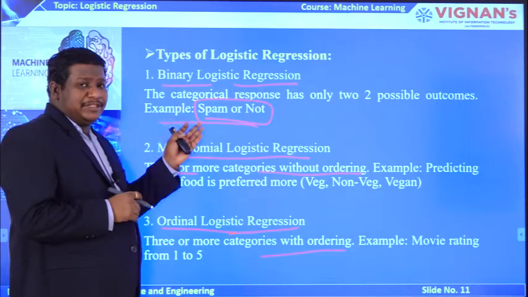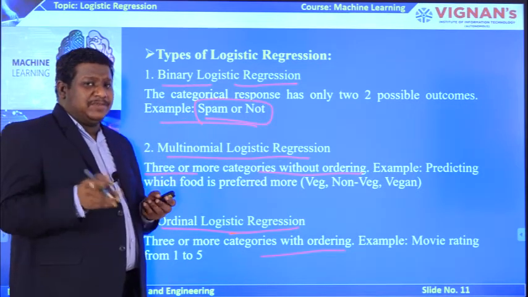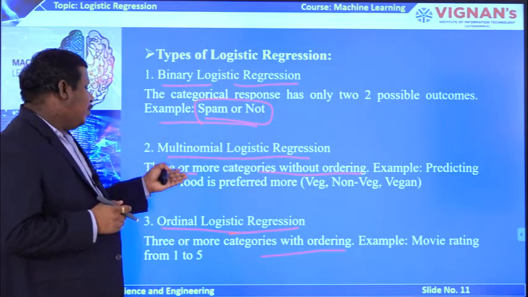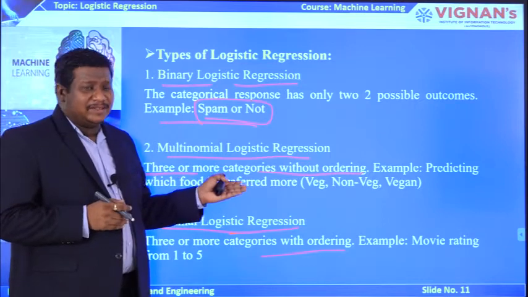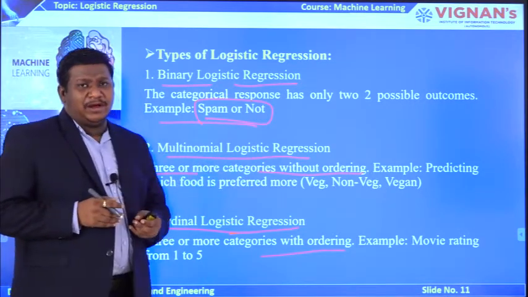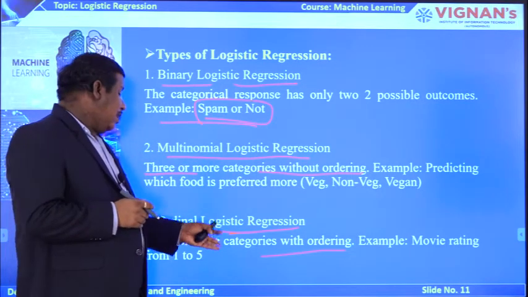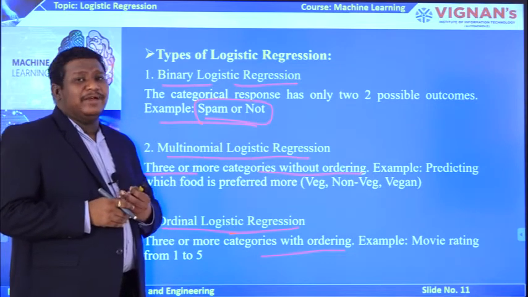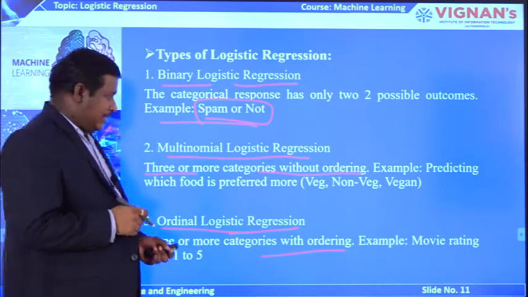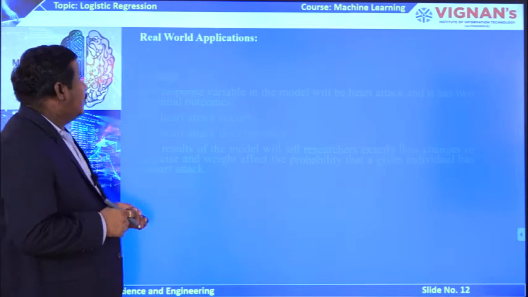Binary logistic regression, where you will have 2 output values from the function, so that may be 0 or 1, a binary value. Multinomial: if 3 or more categories of data are there without any ordering, then it can be taken as multinomial logistic regression. Suppose you have 3 or more values or categories of data with ordering, then you will consider that model as an ordinal logistic regression model. So, these are the 3 types of logistic regressions we have.